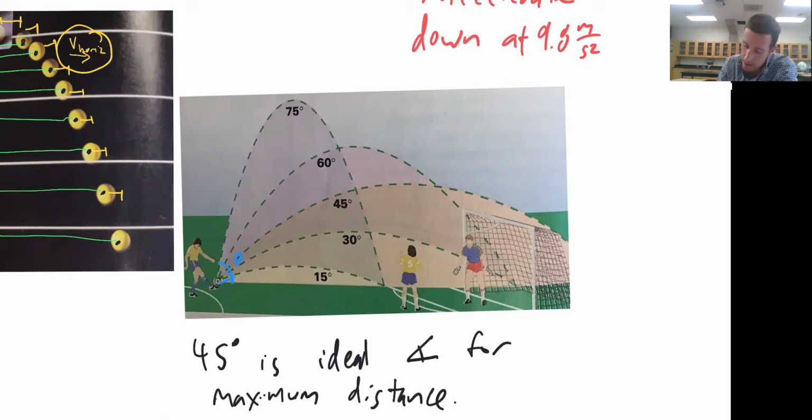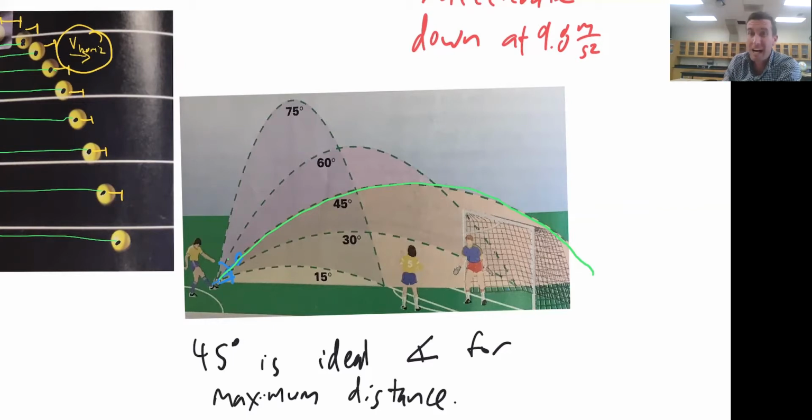If I go 30 degrees, now I'm able to go a little bit further. But if I want to go the furthest, I want to go with 45 degrees because a 45-degree angle will keep me in the air for just long enough to take the ball the furthest distance. If I go to 60 degrees, the ball will be in the air for a really long time, but its horizontal component's not big enough, so it doesn't go as far. And then 75 degrees, same deal. It's going really high, but not far enough.